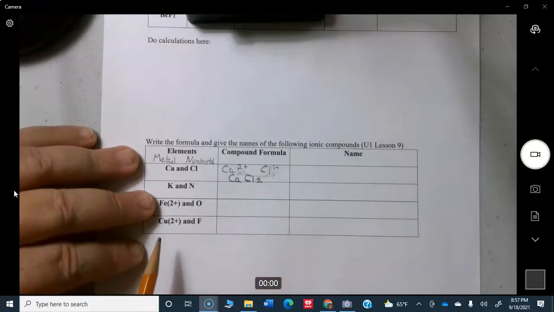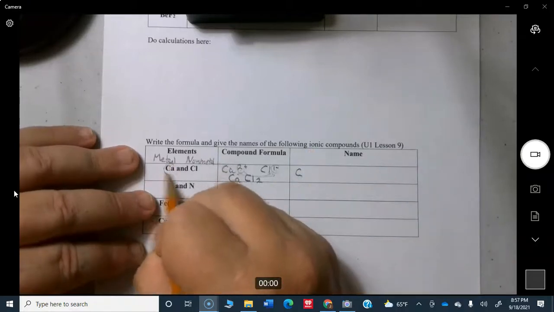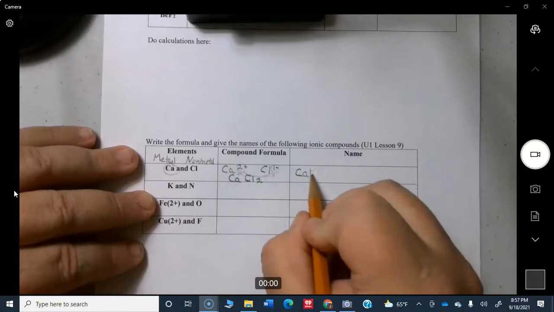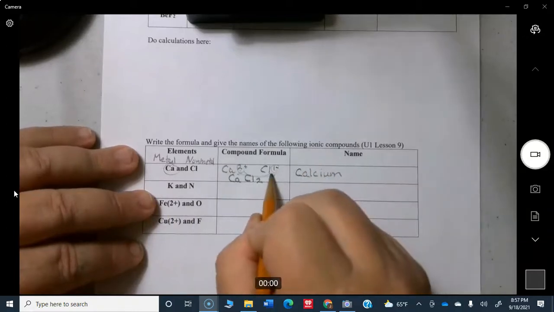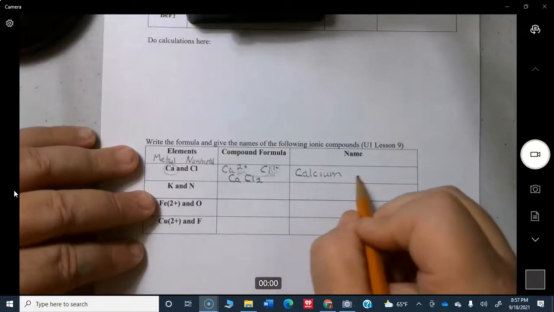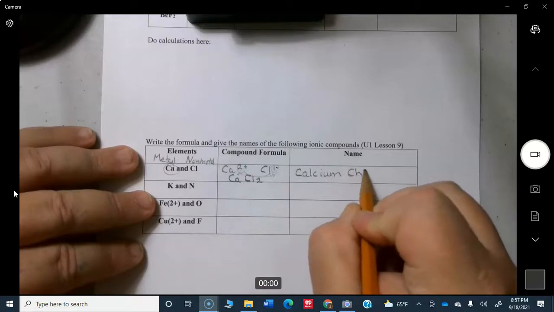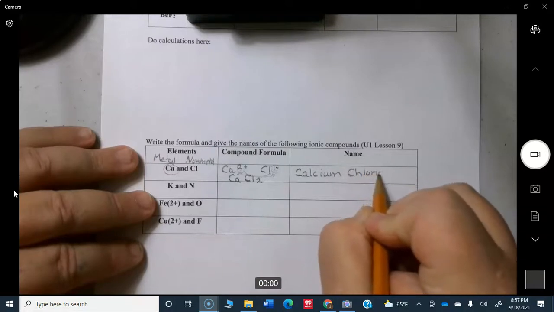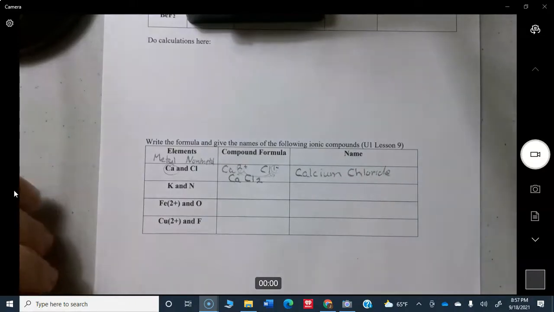And the name for this, the way ionic compounds are named, is calcium. The metal, Ca, keeps its name. And the nonmetal, the anion, changes the end of its name to IDE. So it's calcium chloride. Okay, and that's all you do for that.